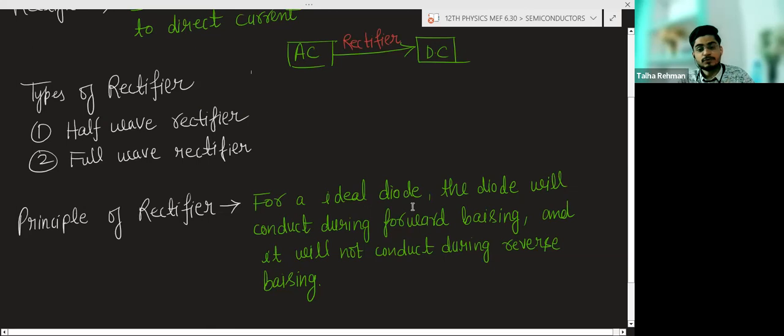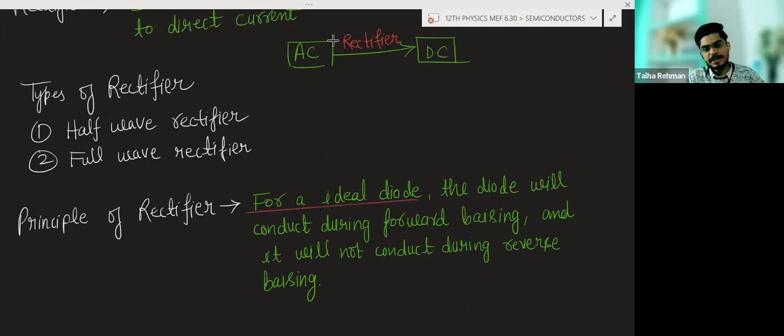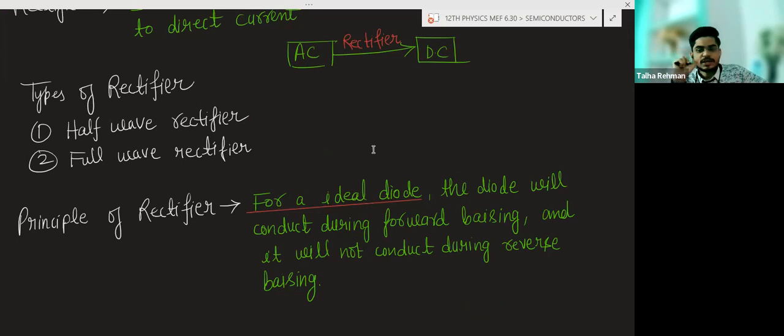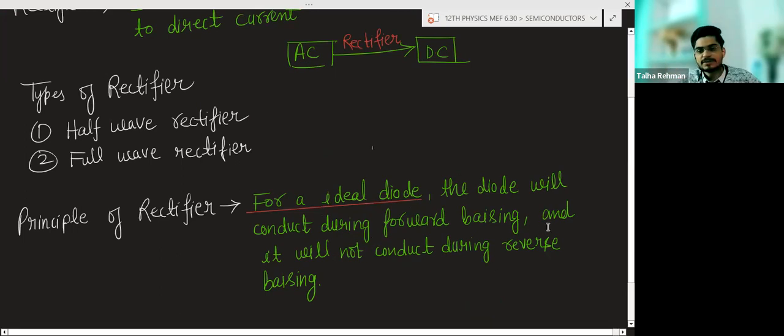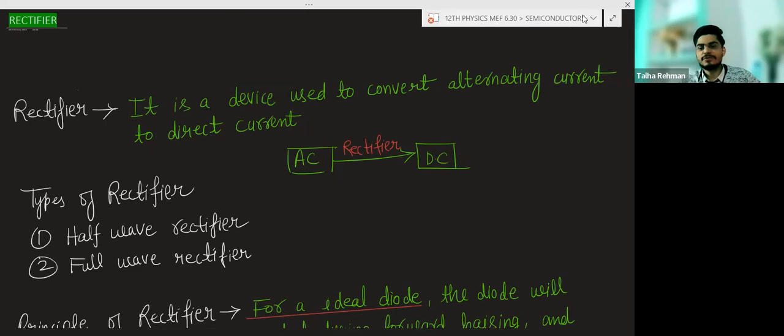We will consider an ideal diode. If the diode is in reverse bias, it will not conduct. If the diode is in forward bias, it will conduct. The diode conducts during forward biasing and does not conduct during reverse biasing. Now we will discuss the half wave rectifier.